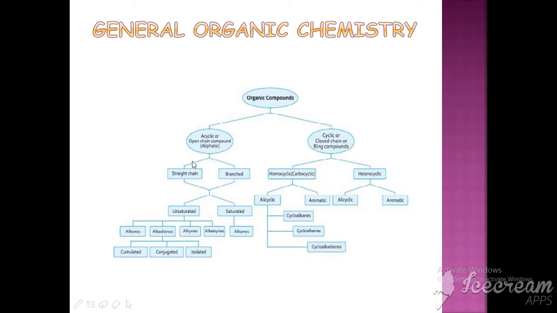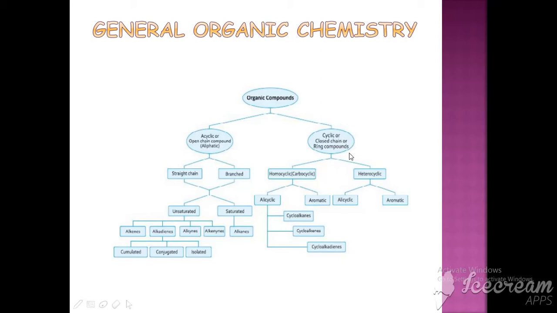Further, there are two more divisions in acyclic compounds. They are straight chain and branched chain, and under that they are categorized into two: saturated and unsaturated. A simple difference between saturated and unsaturated is that saturated compounds have only single bonds, and unsaturated compounds are those that have double and triple bonds.